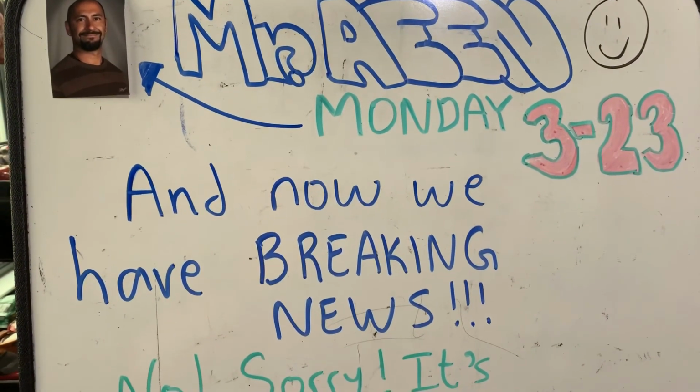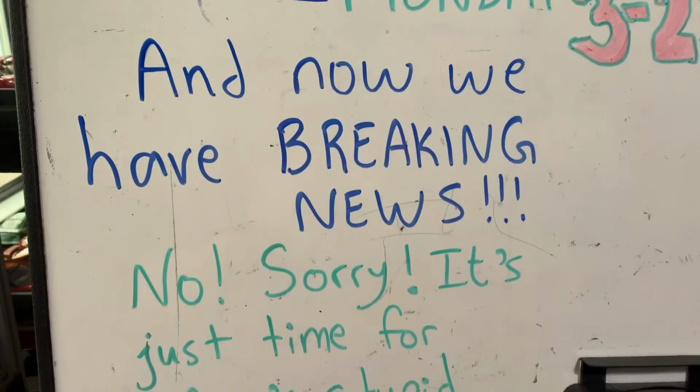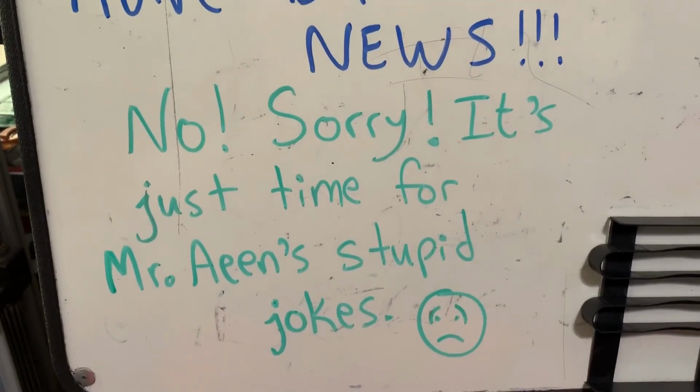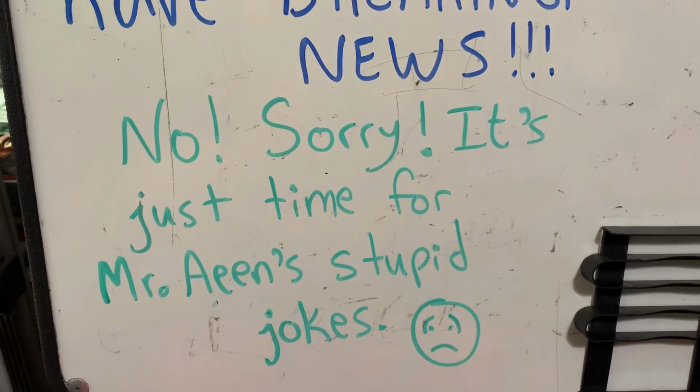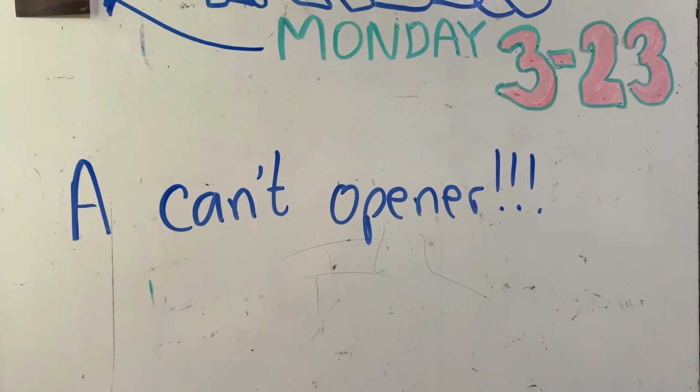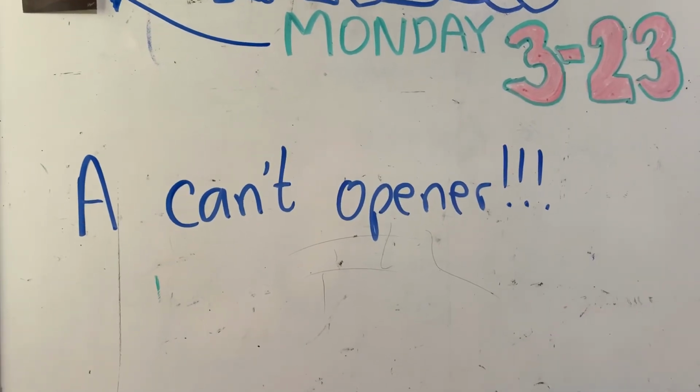And now, we have breaking news. No, sorry. It's just time for Mr. Aeen's stupid jokes. Sorry, you guys. I really apologize. So what do you call a broken can opener? What did the janitor say when he jumped out of the closet?